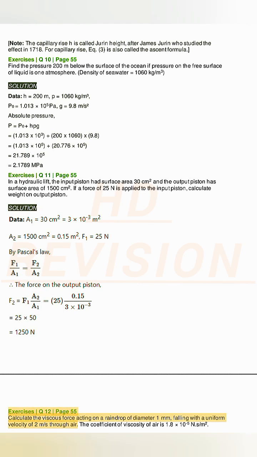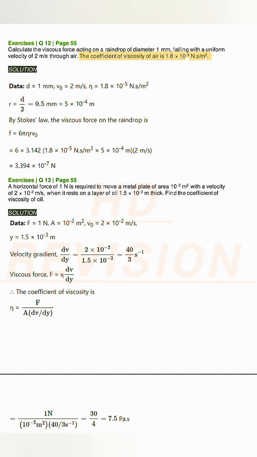Calculate the viscous force acting on a raindrop of diameter 1 mm, falling with a uniform velocity of 2 meters per second through air. The coefficient of viscosity of air is 1.8 × 10^-5 N s per square meter. Solution. Exercises, Q13, page 55.